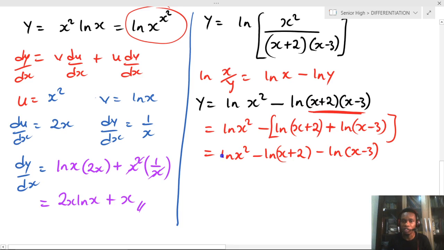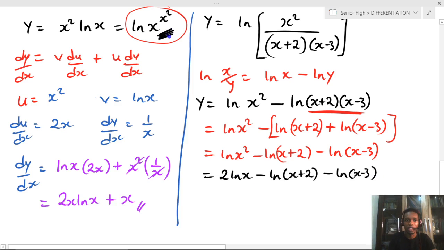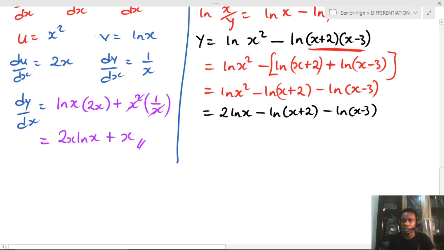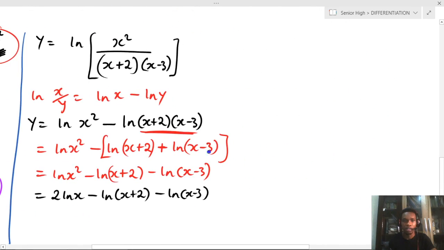I can just take my 2 over to this way, as 2 ln x, just to simplify my working. I can solve it straight away, but if I want to simplify it, I take my 2 over here, minus ln x plus 2, minus ln x minus 3. Remember why we did this? Because I showed you that if we have x to the power of a value, you can take the power and use it to multiply your ln function. So our 2 came to the front and multiplied our ln function. Now let's proceed.